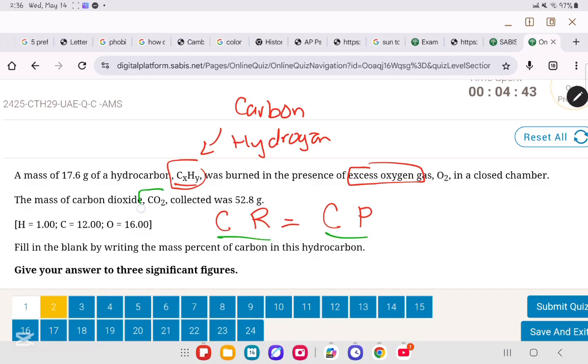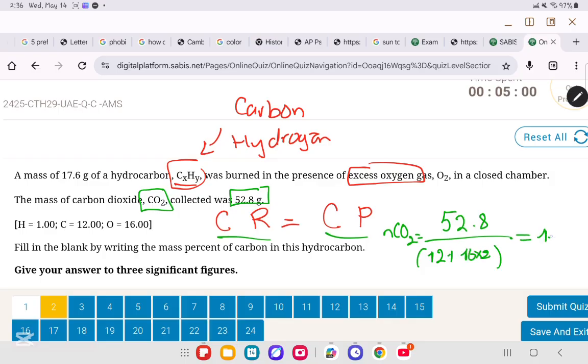So very simply, they told you that carbon dioxide, which is the product, it collected 52.8 grams. So that means we're going to find the number of moles of CO2. It's going to be the mass, which is 52.8, divided by the molar mass, which is 12 plus 16 times 2. You will get 1.2 moles. Okay, now that you have the number of moles, you will be able to find the mass of carbon. So the mass of carbon is equal to the number of moles multiplied by the molar mass, which is 14.4 grams.